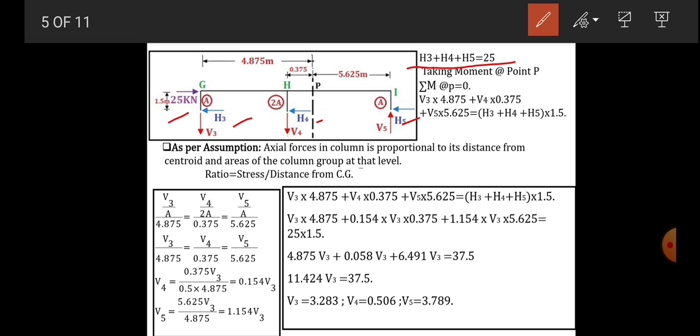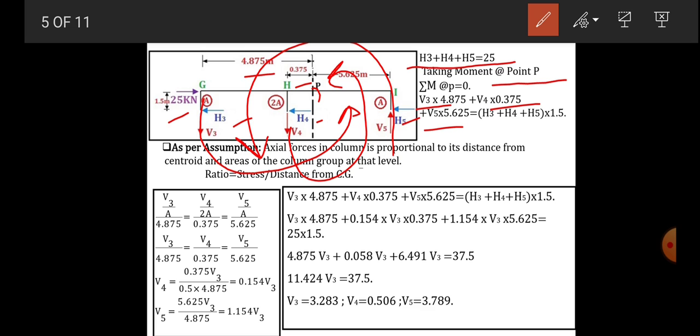And now taking a moment about the point P. So by taking moment about point P, we have V3 into the distance or lever arm 4.875 meter. It rotates anti-clockwise, so positive. Next is V4 into 0.375, positive, and this one V5 acting up, so if you rotate it will be anti-clockwise, so it will be positive. V5 into this distance, which is 5.625.